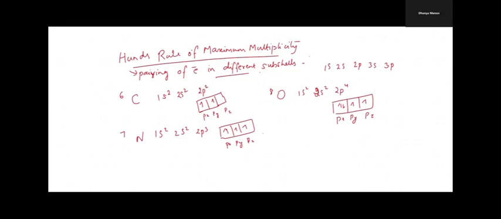Okay, so similarly again, oxygen. After oxygen is fluorine, that is 9. So 1s2, 2s2, 2p5. So px, py, pz. 1, 2, 3, 4, and then 5.